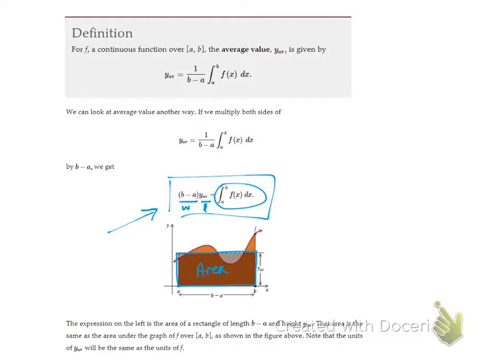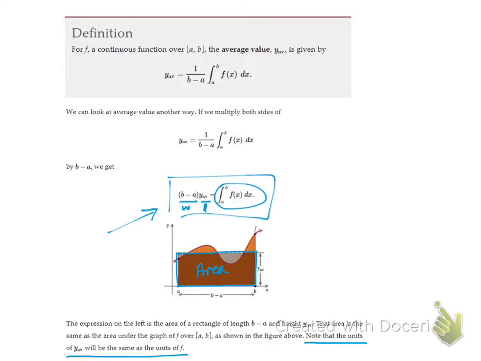Now, an important thing to note is that the units for the average value will be the same as the units of the given function. So if the function you have is measuring speed, then if you find the average, you're finding the average speed. So the units would still be miles per hour, or whatever the speed units are that you have. Basically, if you're given a function that's measuring a rate, when you find the average value, the units you have are still a rate. It's just the average rate. So that's why the units will be the same.